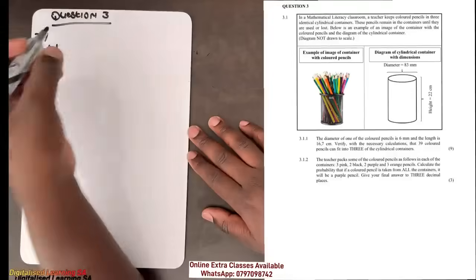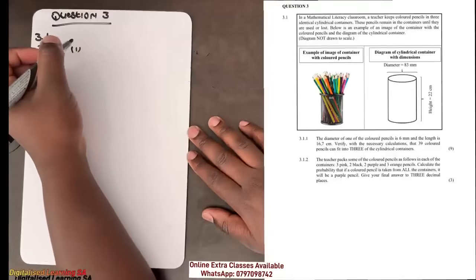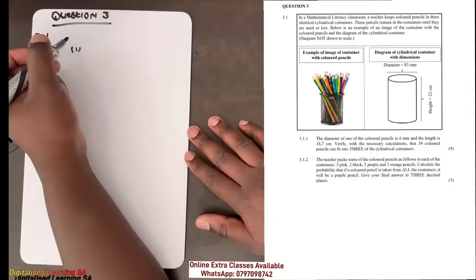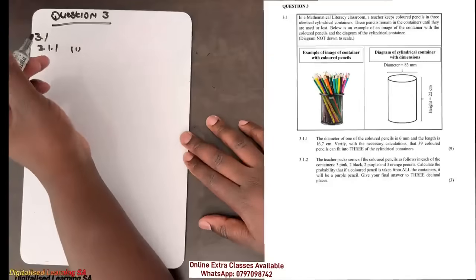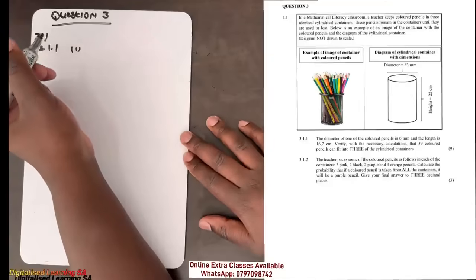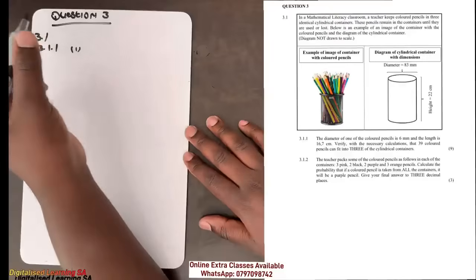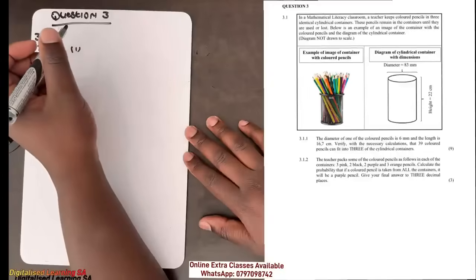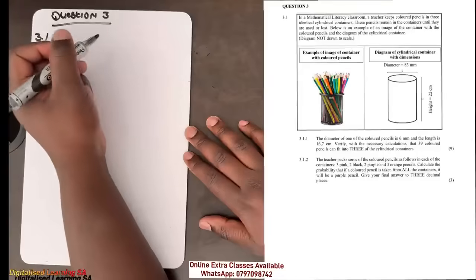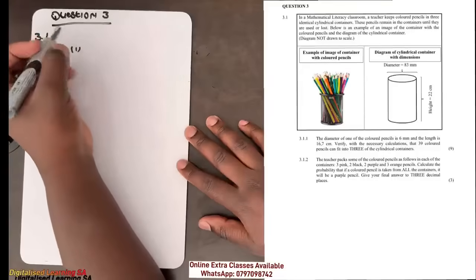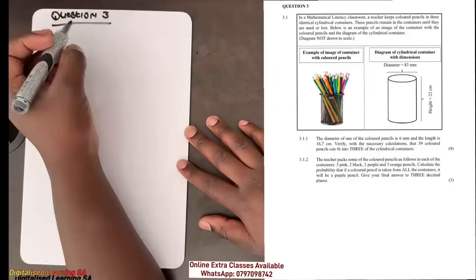So first, what we need to do is to find the number of colored pencils across the entire cylindrical container. If we look at the diagram of the cylindrical container with dimensions, we are given the diameter of 83 millimeters. So first we need to find the number of colored pencils across.